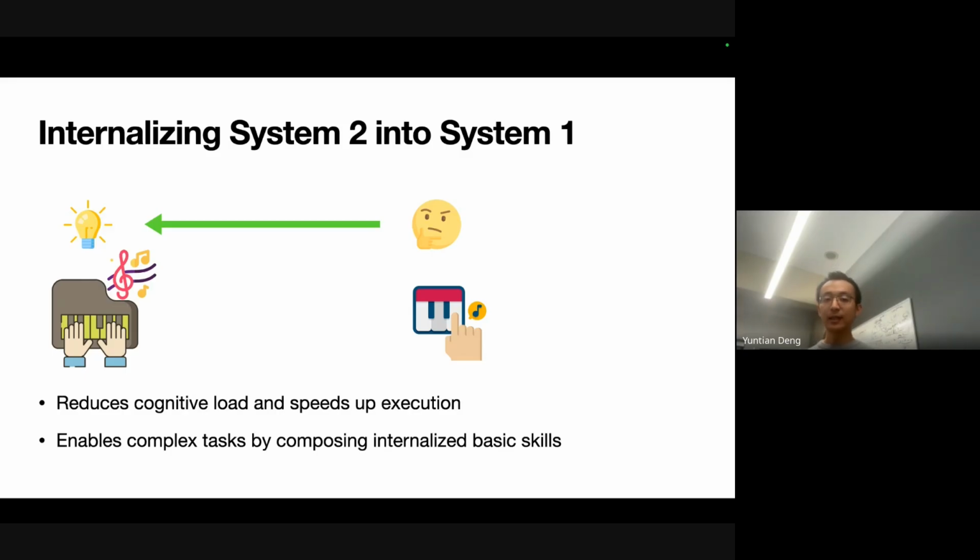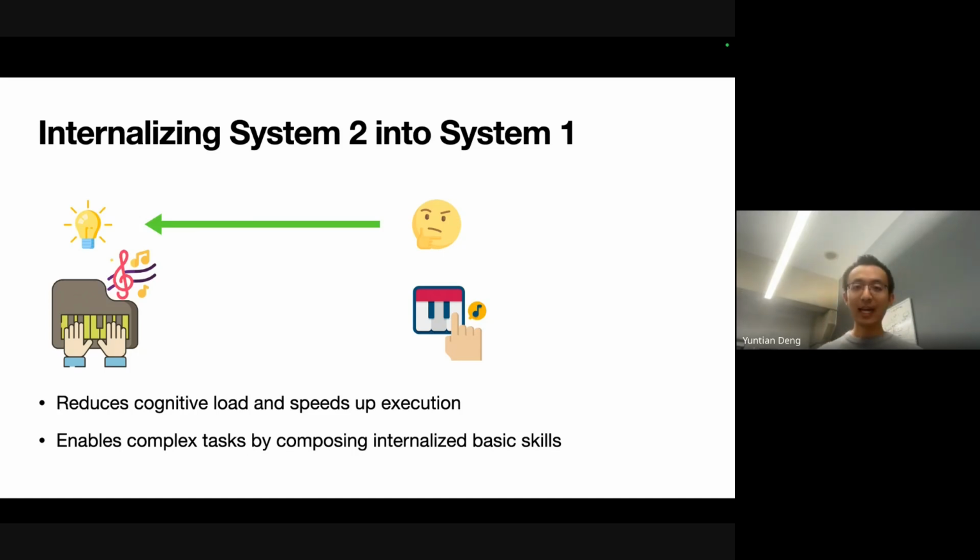And secondly, another reason, which is actually related to my longer-term vision of this research, is that by internalizing these basic skills, by making them our second nature, we can focus on things that are more complex. For example, a pianist is probably not focusing on whether they press each individual key correctly, but instead on, let's say, the expression and the flow of the music, which is something you can only spend your attention on when you have made the basic skills your second nature.